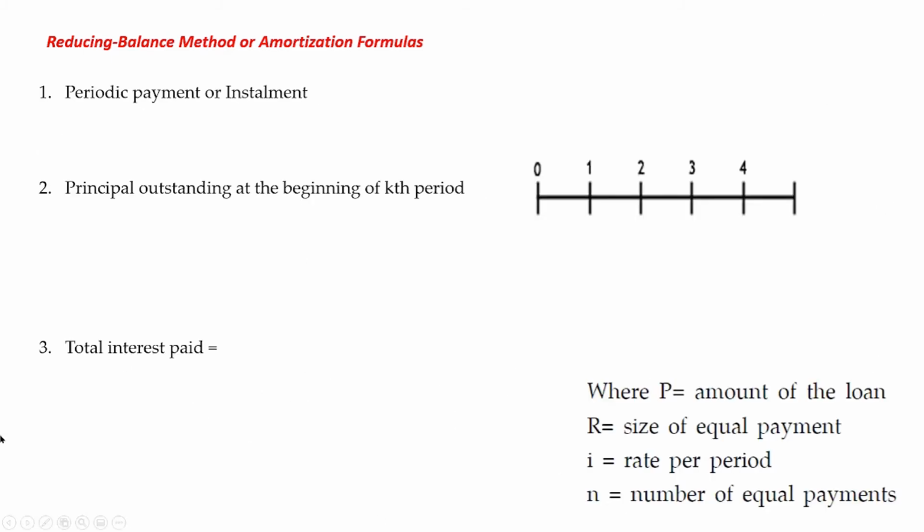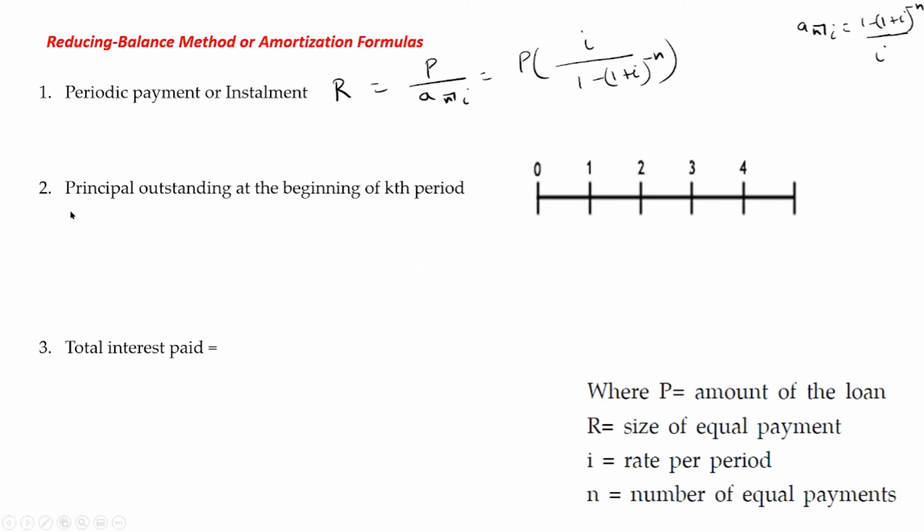Now let us write some more formulas. We just now saw the periodic payment or installment. It is given by R is equal to P upon a angle n. This a angle n is nothing but (1 minus (1 plus i) the whole raised to minus n) upon i. So this is equal to P into i by (1 minus (1 plus i) the whole raised to minus n).